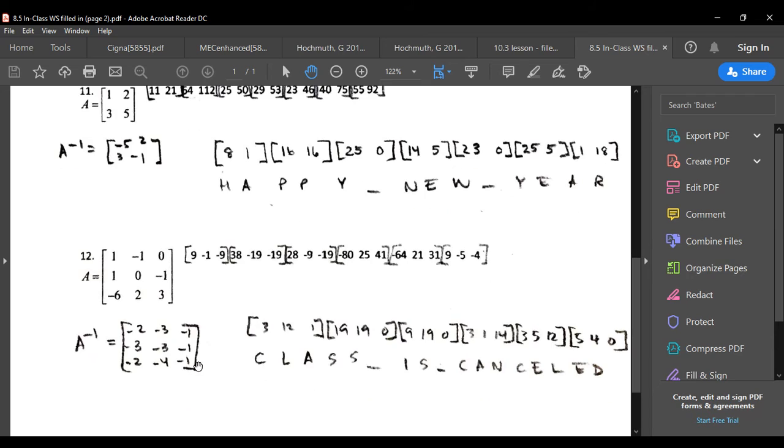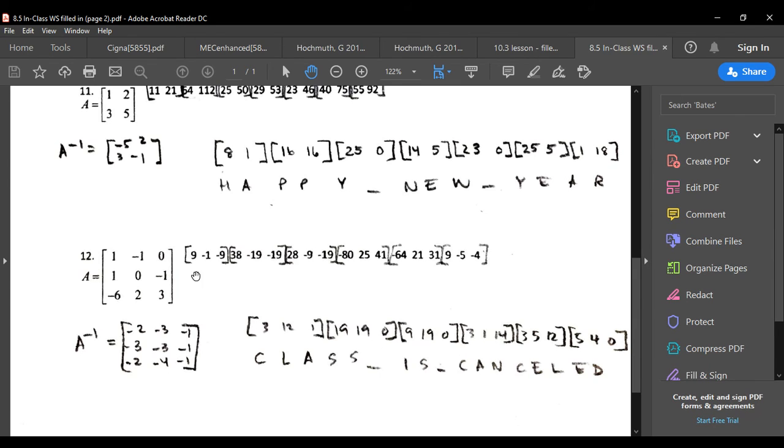Finally, number 12 here. It's a 3 by 3 matrix, so I'm going to have to group this by 3s. And I could have written this as a 6 by 3 matrix, multiply it against A inverse. This is what A inverse would look like. And this is the string that would come out. Class is canceled. Not really, but that's what the message says.